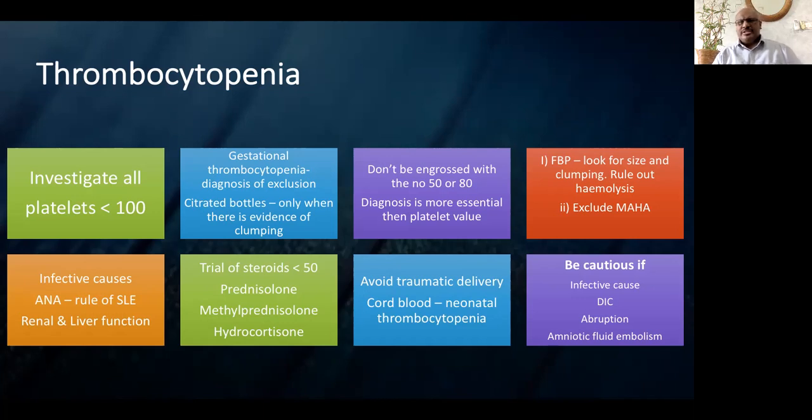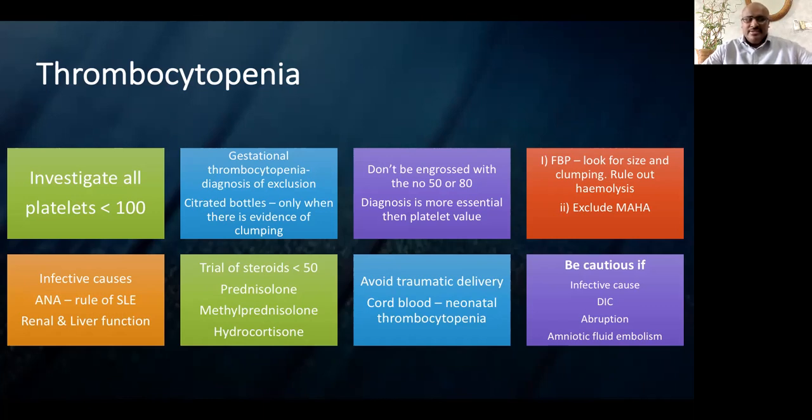So what are the first few things you need to do to diagnose thrombocytopenia? Send a full blood picture. Look at the platelet morphology. Rule out hemolysis. Exclude MAHA, microangiopathic haemolytic anemia. And a full blood picture, which is the first line test, will also exclude the presence of platelet clumping. Next, look for an infective cause: hepatitis B, HIV, hepatitis C, dengue, COVID, or some of the infective causes you need to exclude. Send an ANA because you need to exclude a connective tissue cause, namely SLE, which may present with MAHA as well.